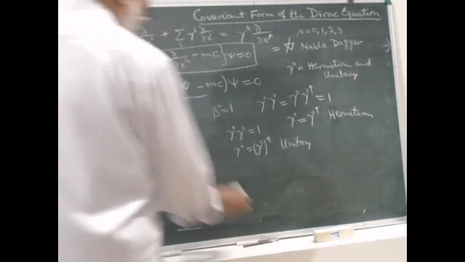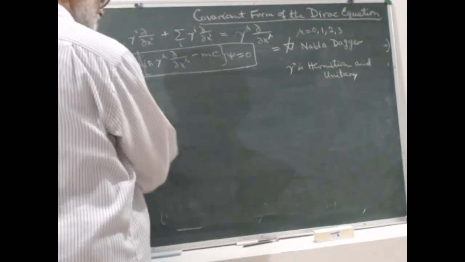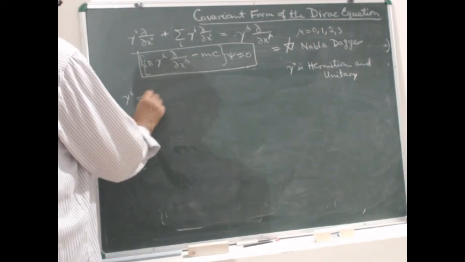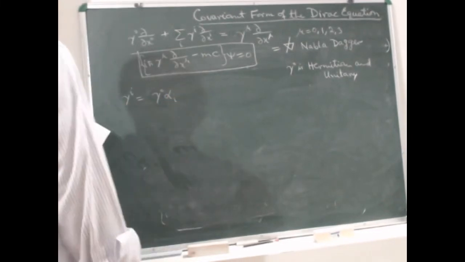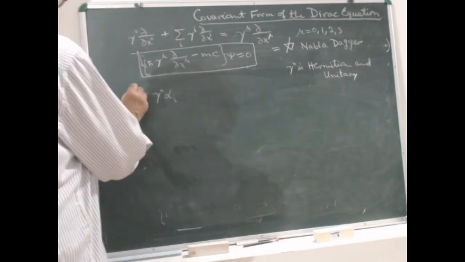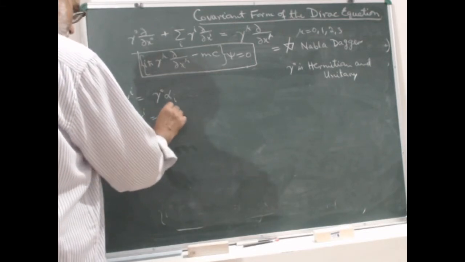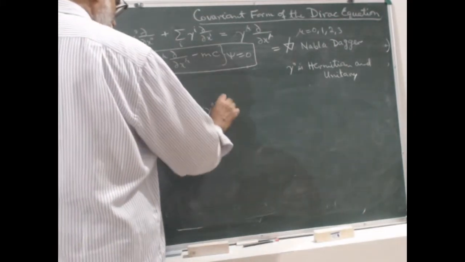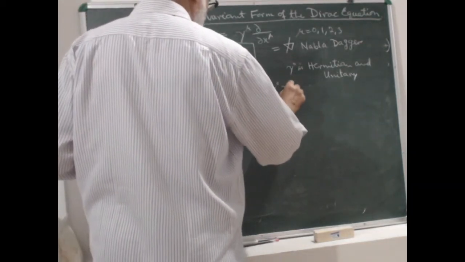Now let's see about gamma I's. Gamma I was gamma 0 alpha I. If you multiply it by gamma 0 on both sides, it is gamma 0 gamma I equal to gamma 0 gamma 0 alpha I, and this is gamma 0 square, which is 1. So alpha I gives you gamma 0 gamma I.